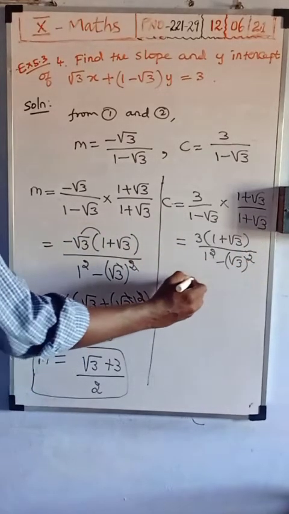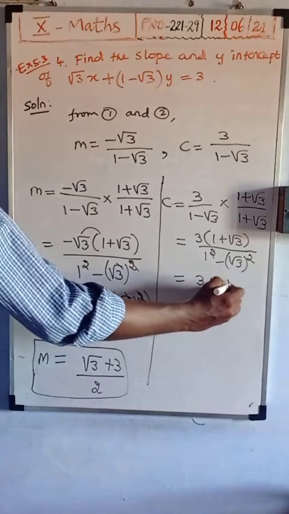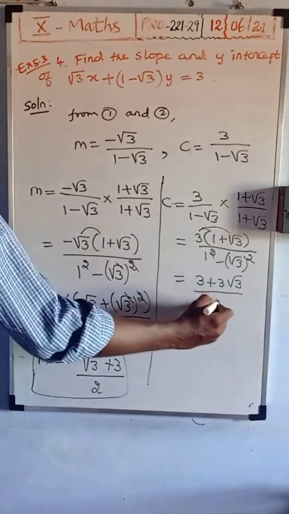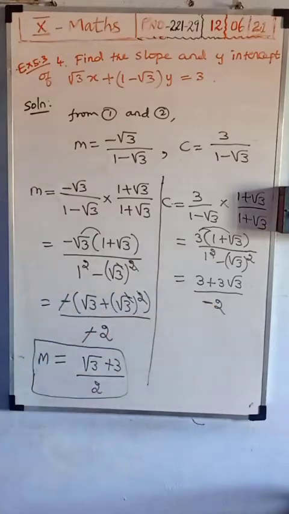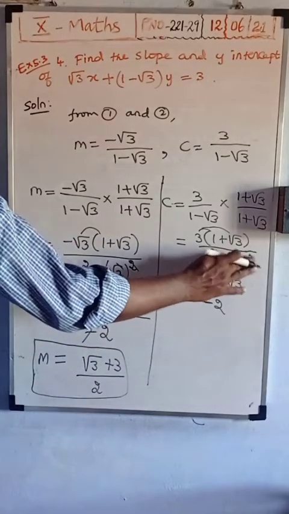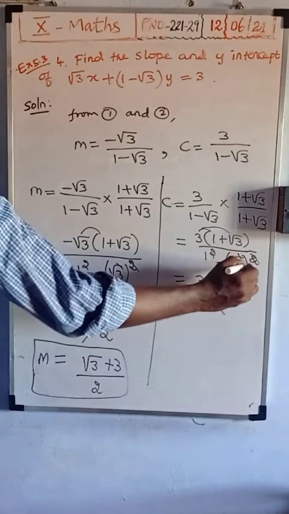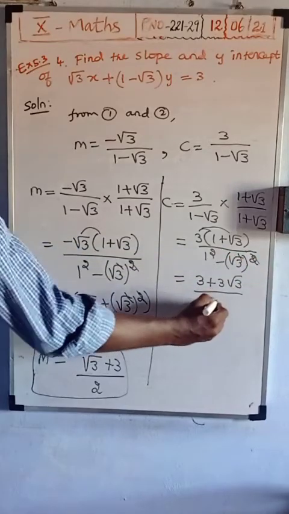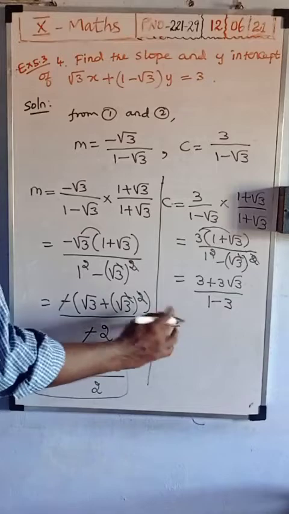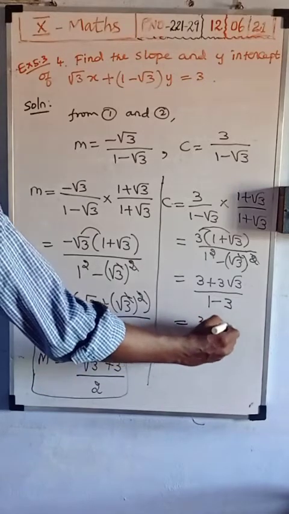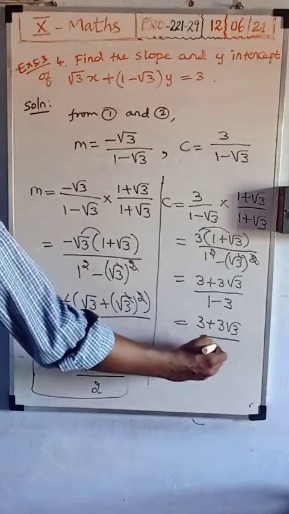Now 3 ones are 3 plus 3 root 3. Okay, multiplying inside the denominator, we will get it as minus 2. Yes, because 1 square is 1 minus a square, and the square and square root will get cancelled, which means we will get 1 minus 3. Then we will receive the answer 3 plus 3 root 3 divided by minus 2.